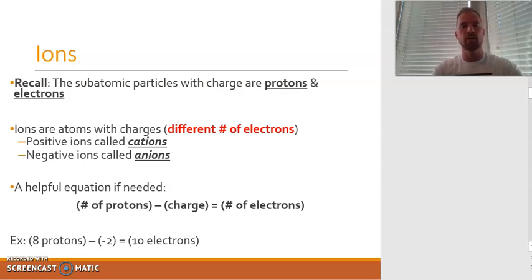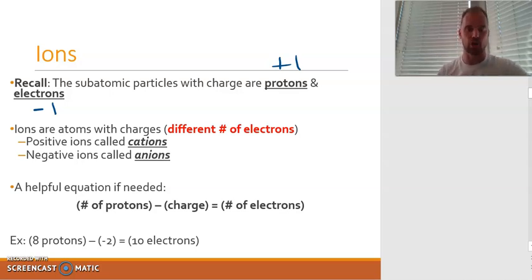All right, in the last video, we started talking about how to calculate subatomic particles and a little bit about isotope notation. We pick up with this video talking about ions. So recall, the subatomic particles that have charges are the protons and the electrons. Relatively, protons are +1 and electrons are -1. Ions are atoms that have charges, and so we refer to them as ions instead of atoms, because atoms implies that they are neutral.